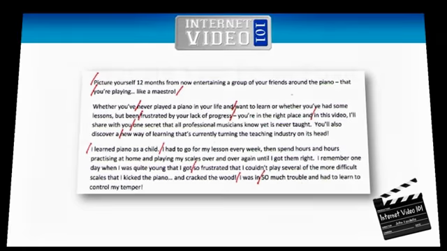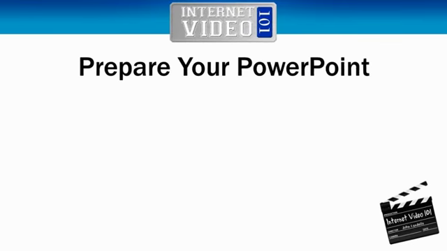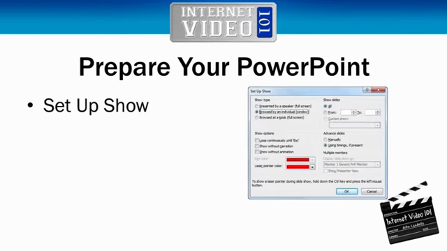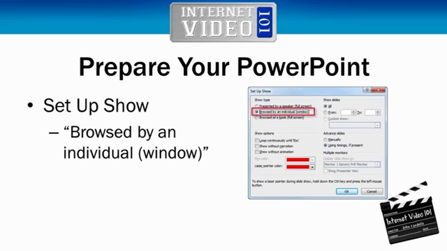So in order to use this, we also need to prepare the PowerPoint. The first thing we need to do is go into the slideshow menu and select Setup Show. And it doesn't matter which version of PowerPoint you're on, once you've found the Setup Show option, you'll get a dialog box that looks something like this. And you want to select Browsed by an Individual in a window.